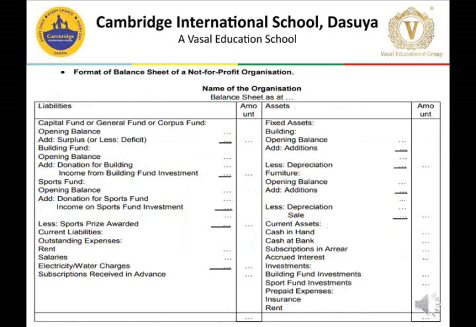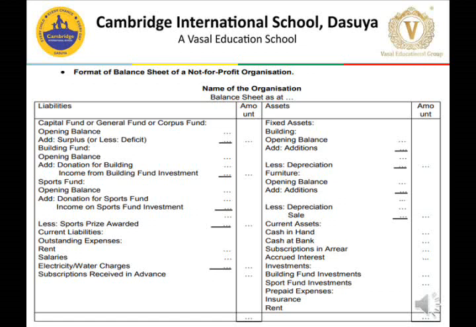Now this is the format of a proper balance sheet of a not-for-profit organization. On my right hand side, there are asset sides. Few assets are given: building, that is opening balance, add addition, that is if there is purchase of the building, less depreciation, you get to know the closing balance. Same like furniture, opening balance, add addition, minus depreciation, minus sale if there is any.